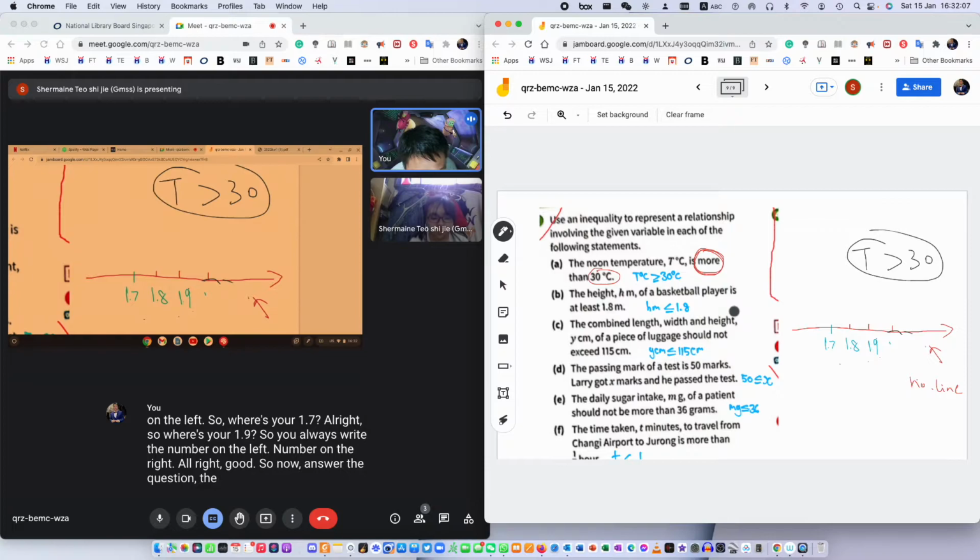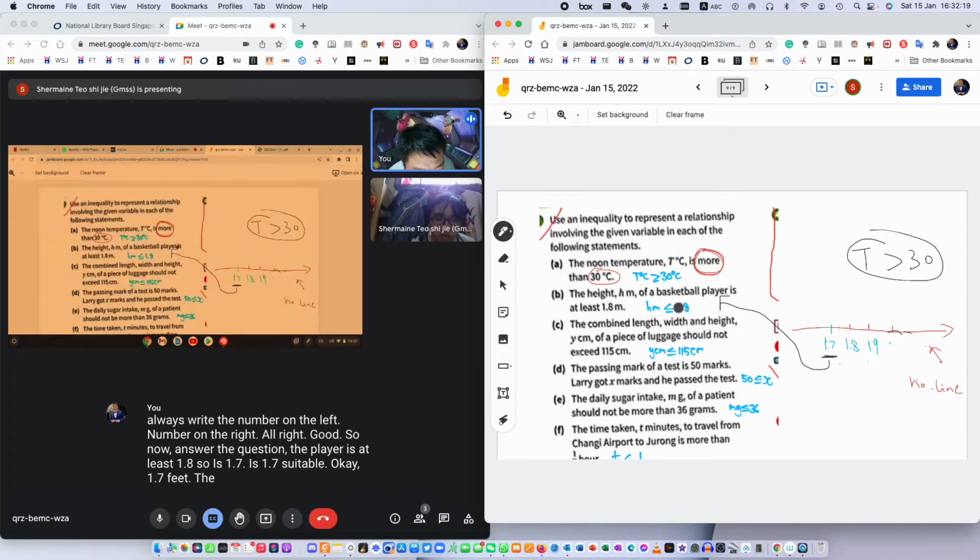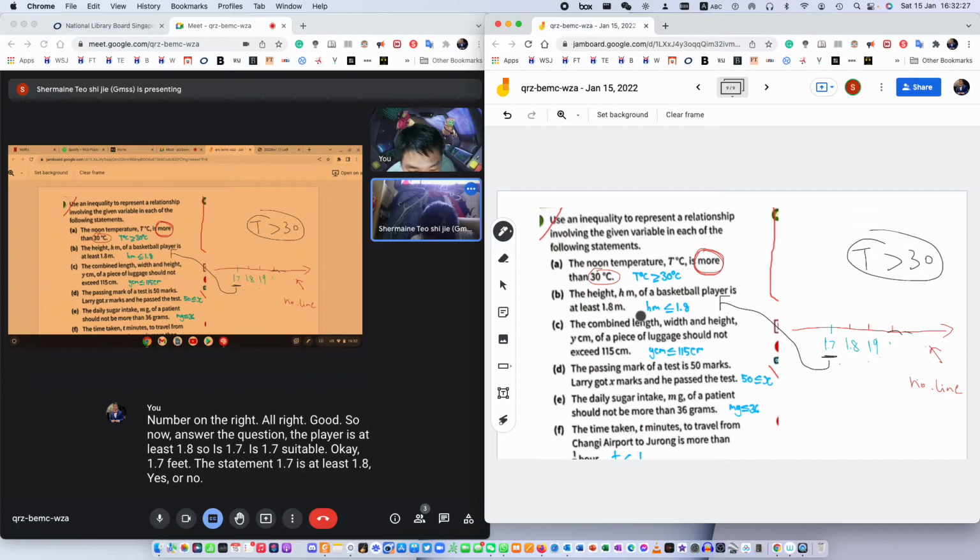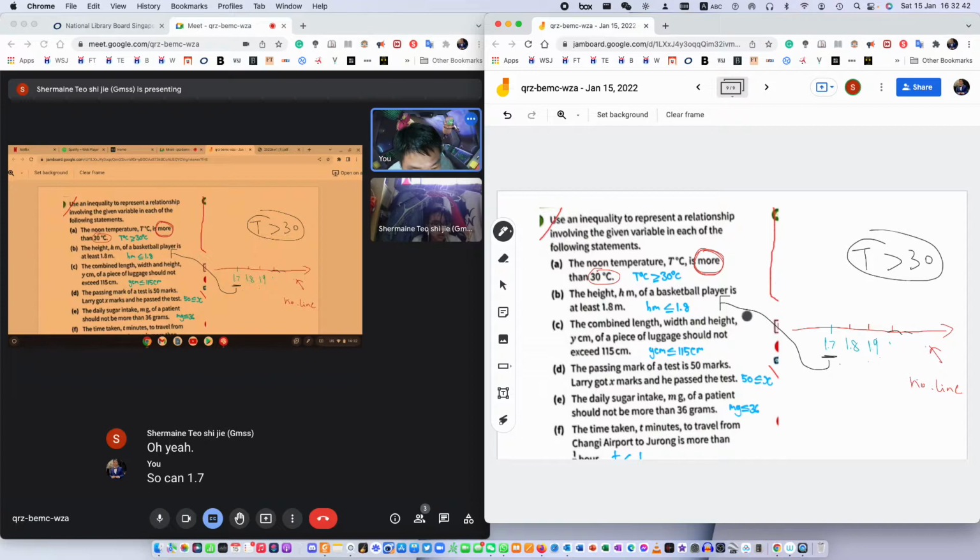The player is at least 1.8. So is 1.7 suitable, or can 1.7 fit the statement? 1.7 is at least 1.8. Yes or no? At least 1.8. What's the English meaning of at least 1.8? Starting, right? Starting 1.8, right? Yeah. So can 1.7 fit into this statement?